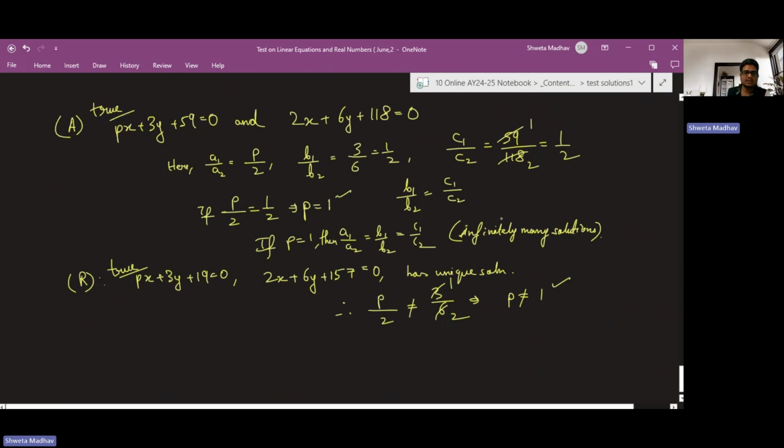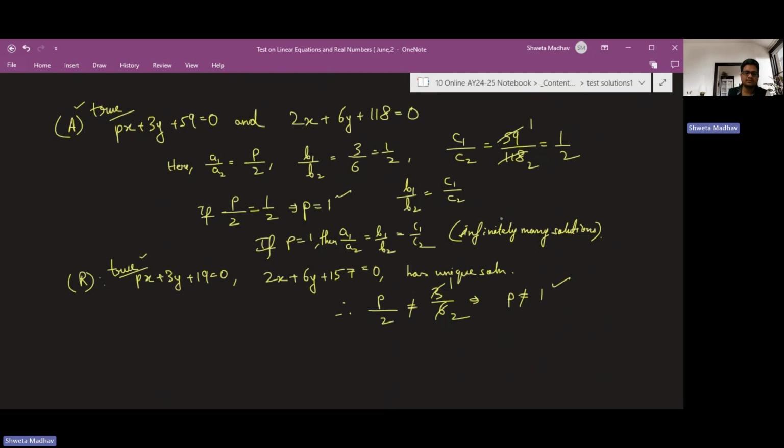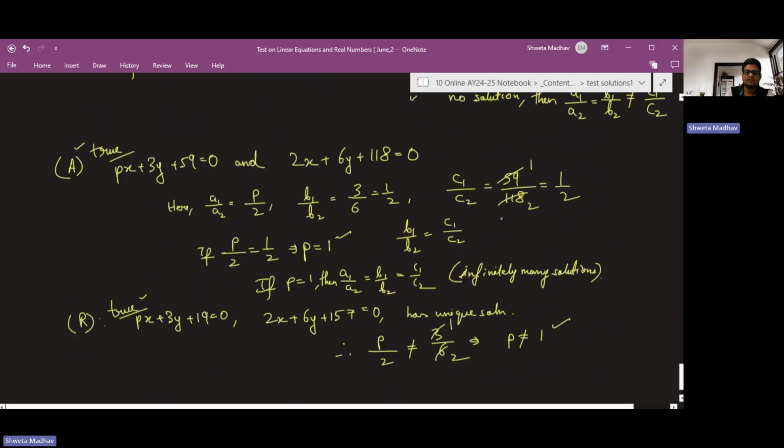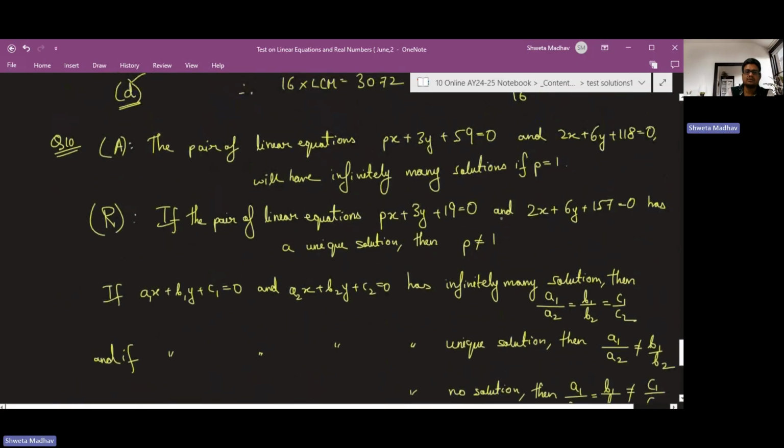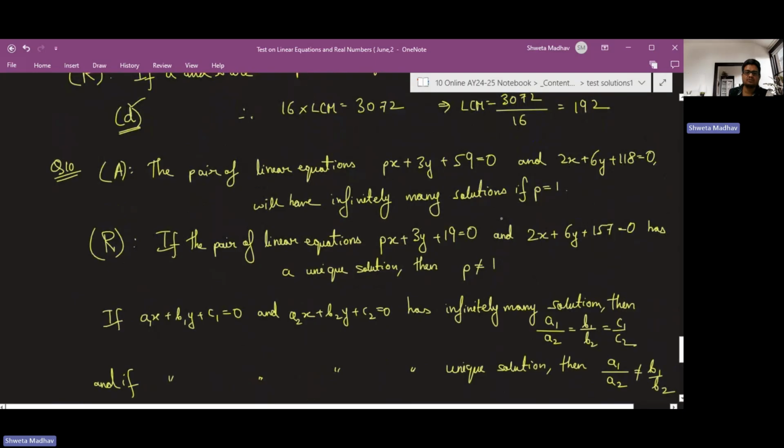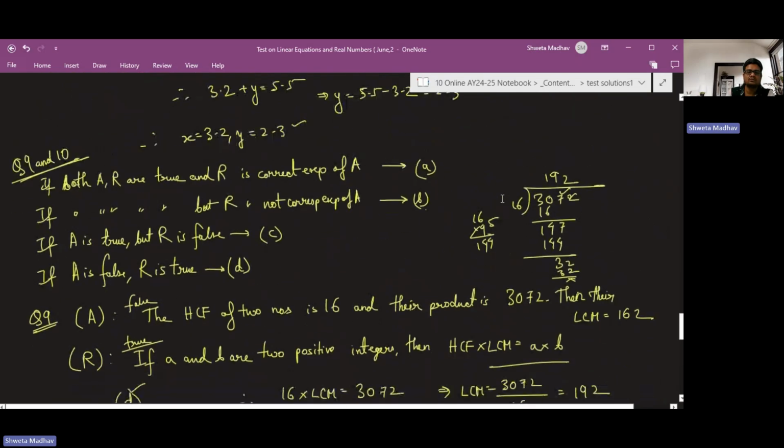But the reason is not actually explaining the assertion. Both the assertion and reason are true, but the reason is not the correct explanation of the assertion. So option B is the correct answer, since in option B we choose that both assertion and reason are true, but R is not the correct explanation of the assertion.